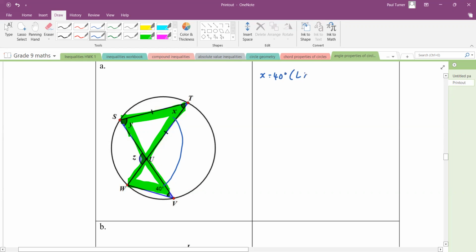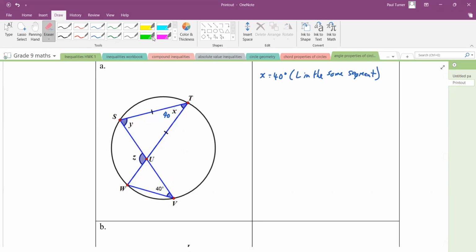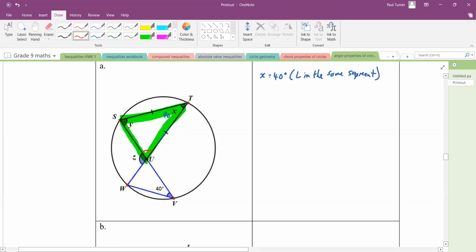And we can say angles in the same segment. So get used to writing the rule too, like that. So X is 40, so we can write 40 here. And then what you see is that now we have a triangle, an isosceles triangle here. Okay, so now we have angle 40 up here, and with an isosceles triangle, the base angles will be equal. So that can be written as Y as well.